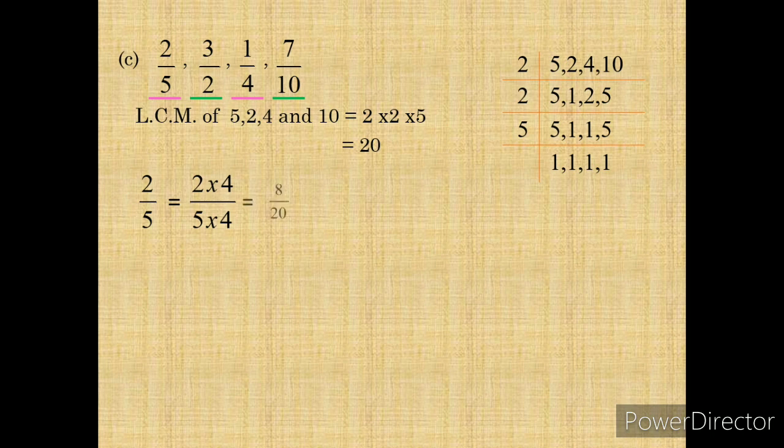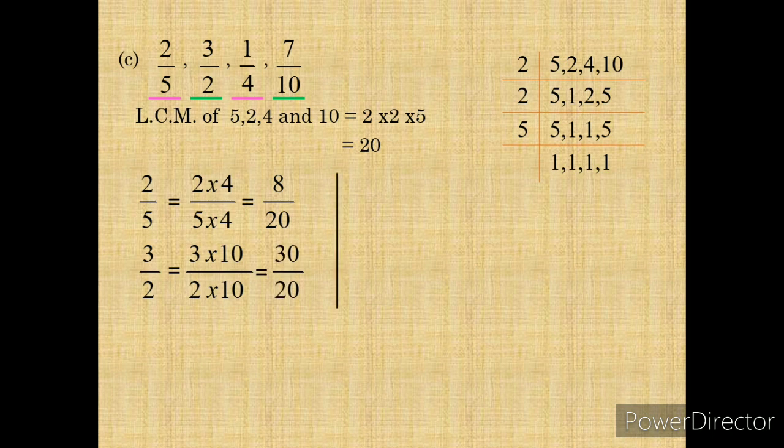Next fraction is 3/2. Very easy. How to convert 2 into 20? By multiplying it by 10. So I multiplied 2 by 10 and 3 also by 10. So I got 30/20. Next is 1 by 4. Very easy. 4 into 5 gives me 20 and 1 into 5 will also give me 5. So I get 5/20. Last fraction is 7/10.